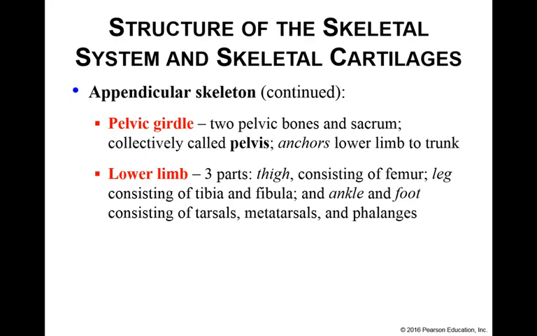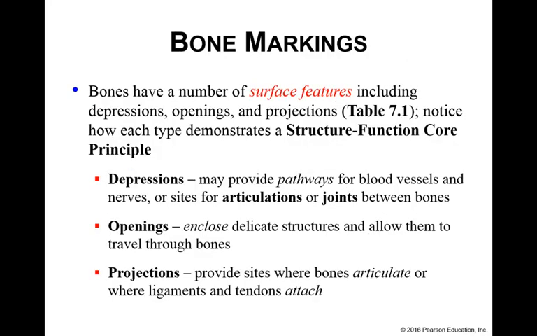The lower part of the appendicular skeleton includes the pelvic girdle, which has 2 pelvic bones and a sacrum, and then together these are called the pelvis. It of course anchors the lower limb to the trunk, and then you have the lower limb, which has the thigh, which is your femur bone, the leg, which contains your tibia and fibula, and then you have your ankle and foot. You have tarsal bones that make up the ankle, metatarsals, and then of course you have phalanges for your toes. But before we get into the separate bones, we need to look at some bone markings.